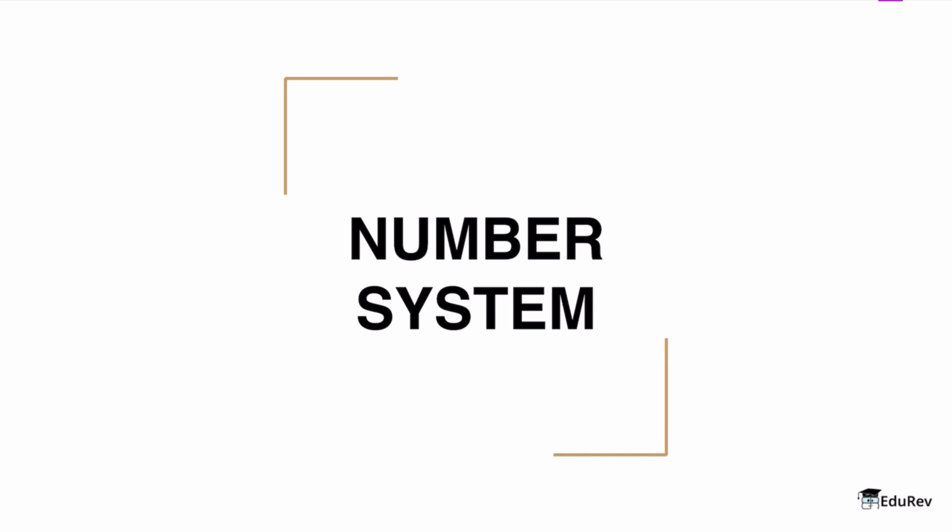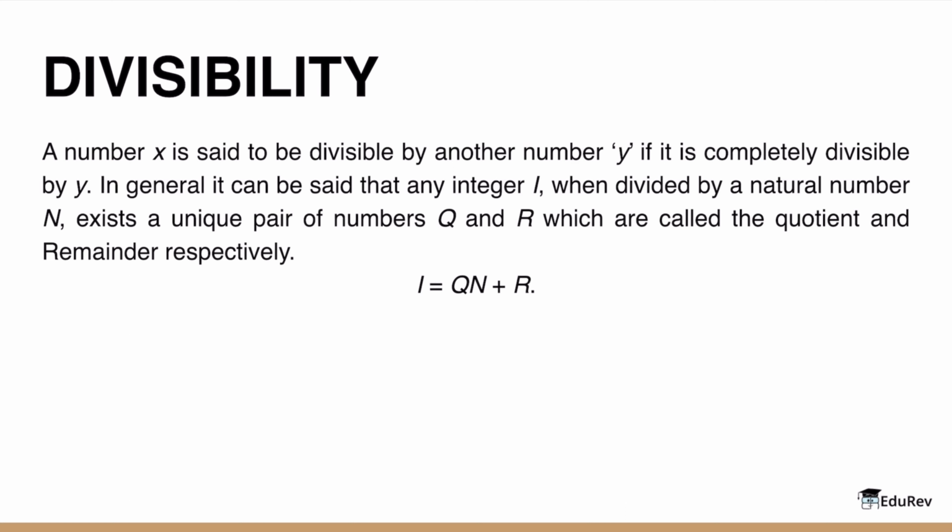Hello everyone, let's begin our class with number system, and today we are going to start with divisibility. Now a number x is said to be divisible by another number y if it's completely divisible by y, that is, it should leave no remainder, right?